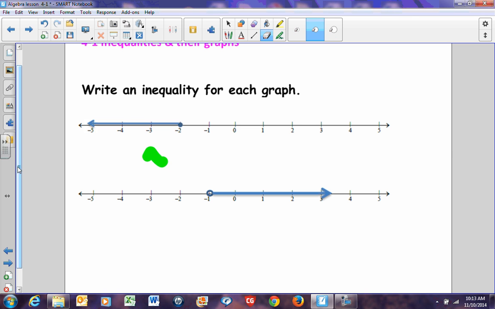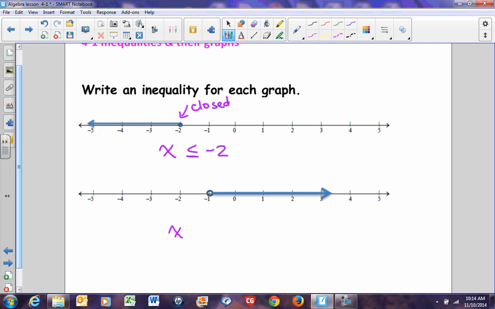X here is going to be less than, but since it is a closed circle, I need to put the bar underneath it, so it's less than or equal to -2. And that's all you need to do there. If we look at this next one here, it goes off to the right, which means greater than X. Notice it's an open circle. Since it's an open circle, it's just greater than -1. Simply put, it's not too hard to graph things from a number line.